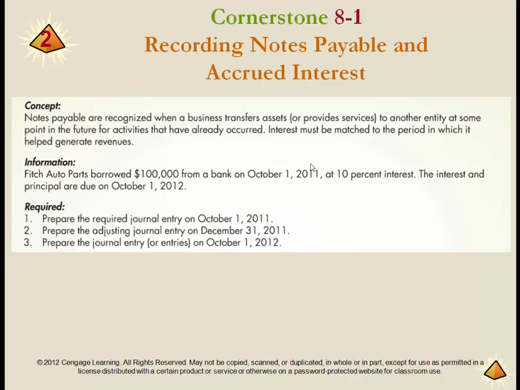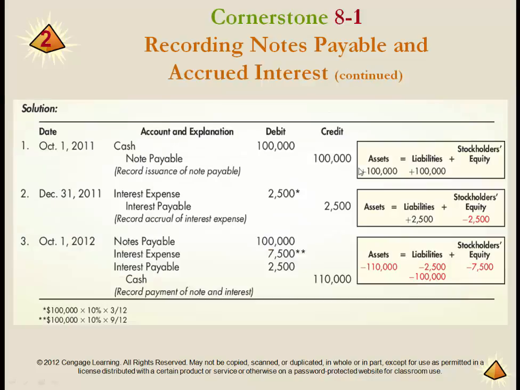So we're going to do 3 entries. The first one is when they took out the loan. The second one is the adjusting entry for the interest owed, and the third one is when they pay off the note on October the 1st of the next year. So let's look at those entries. The first one, simply cash came in and we credit notes payable, a liability.